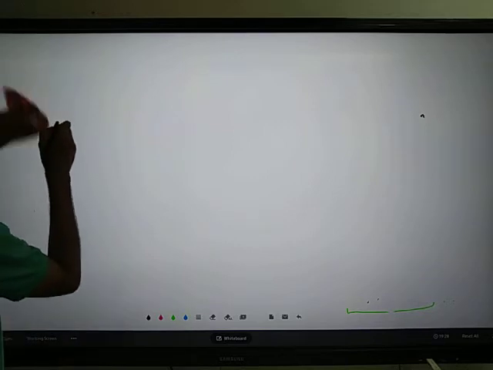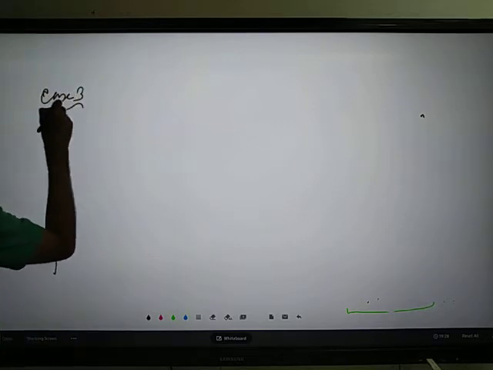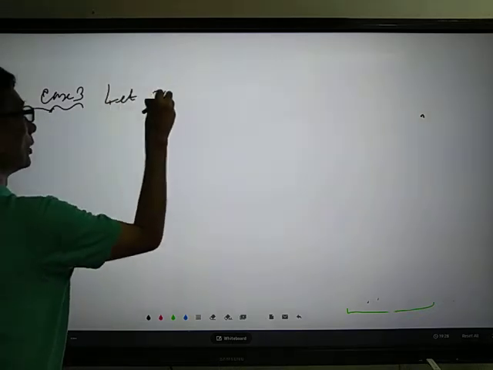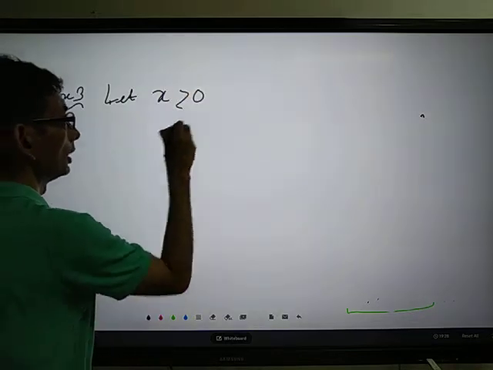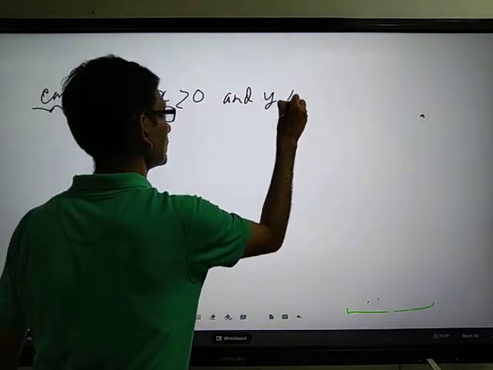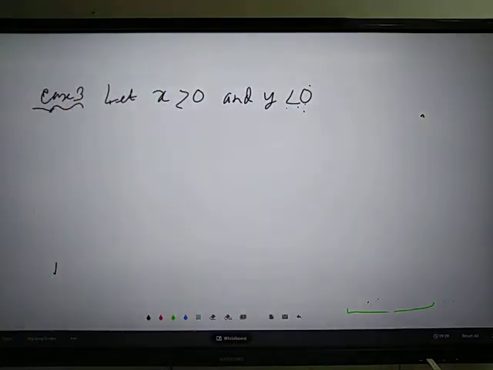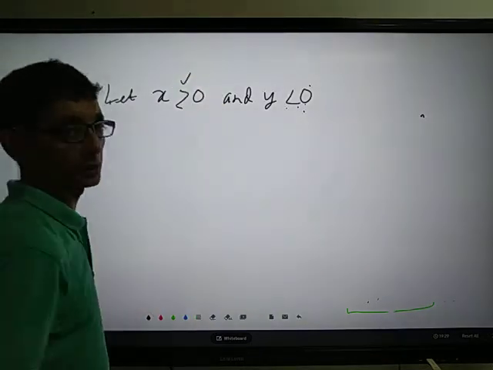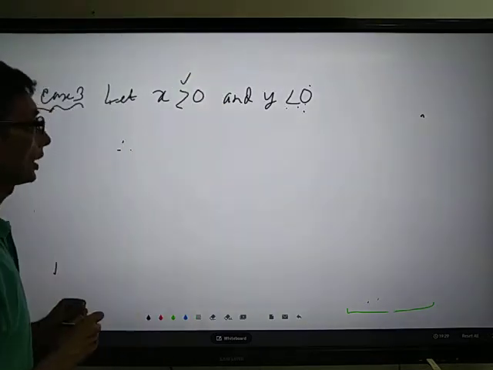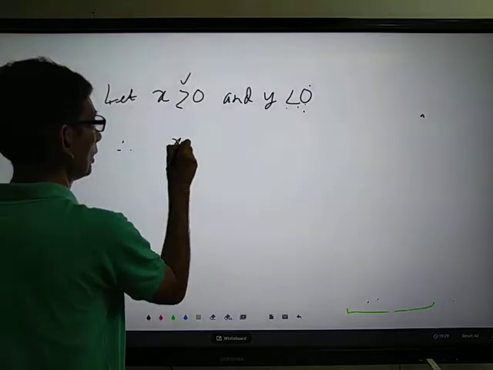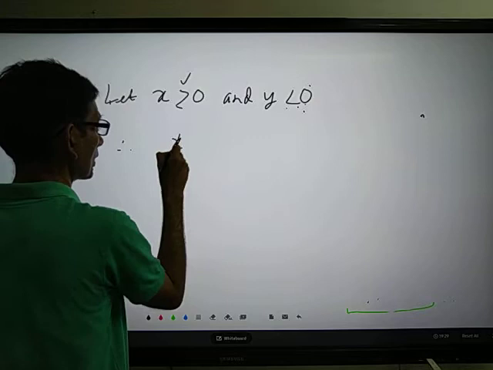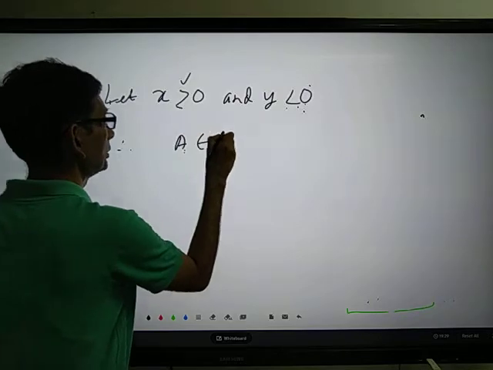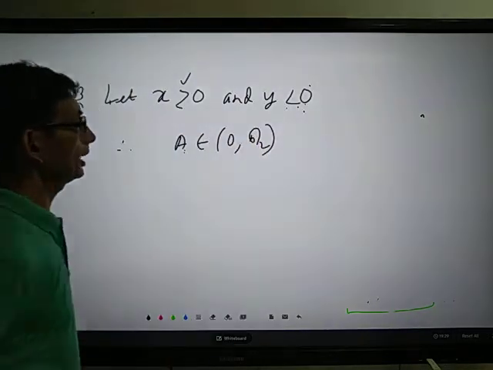Okay, the third case, that is case 3. Let x be greater than 0 and y less than 0. This is the third case. Since x is greater than 0, we can write that the a value lies between 0 to pi by 2.